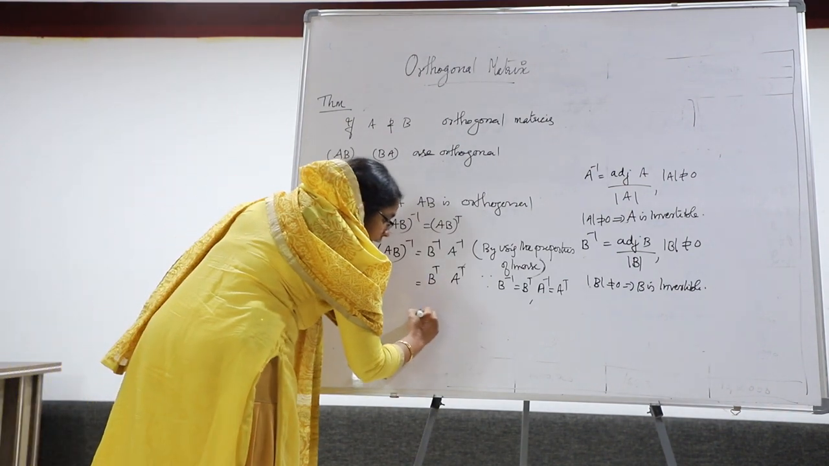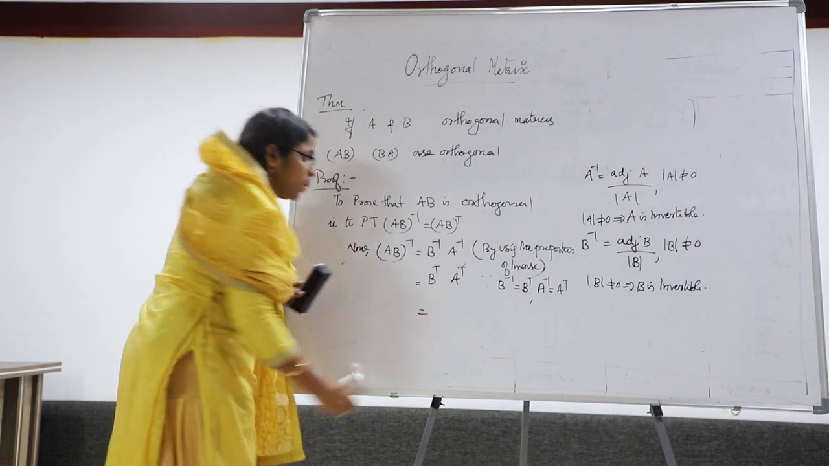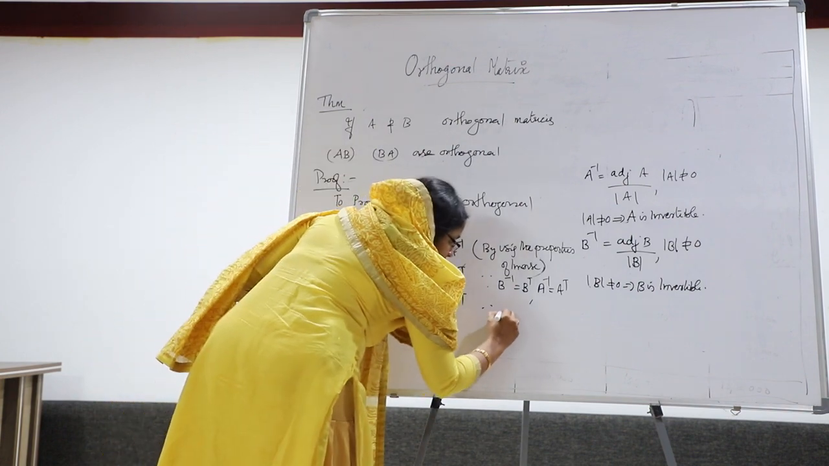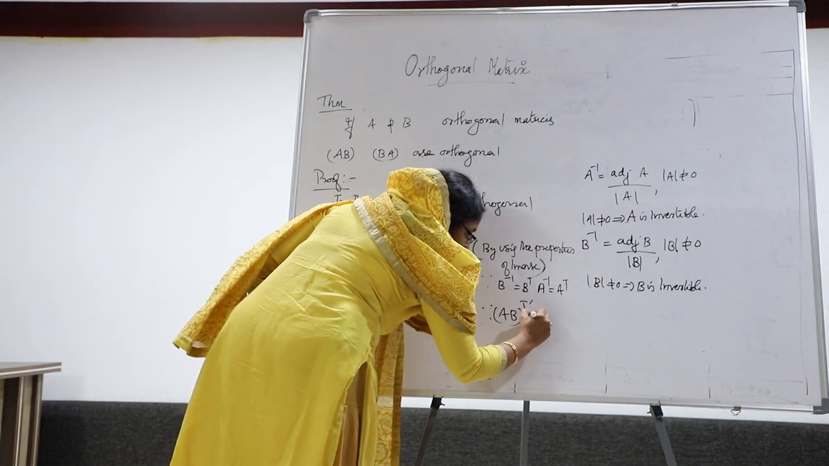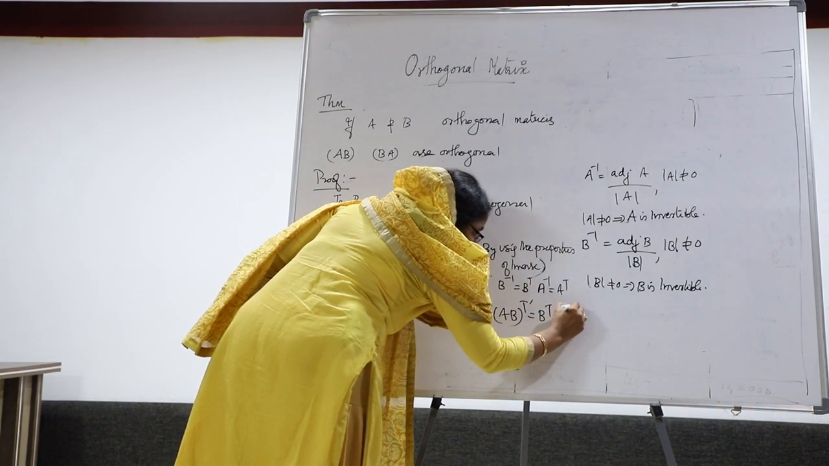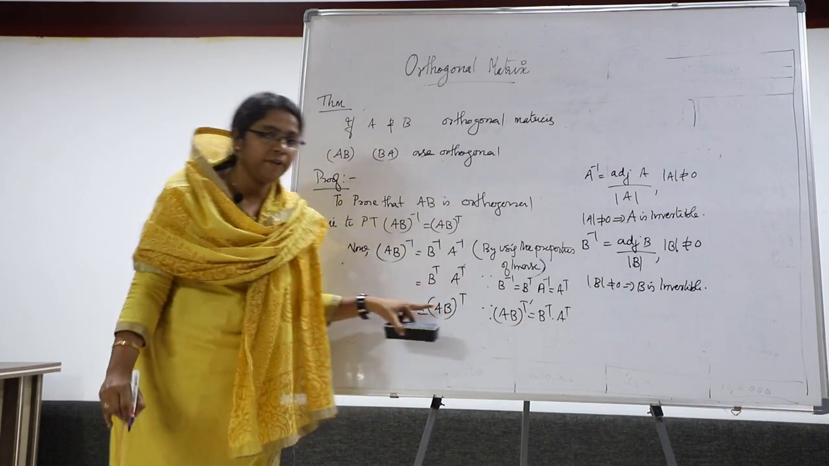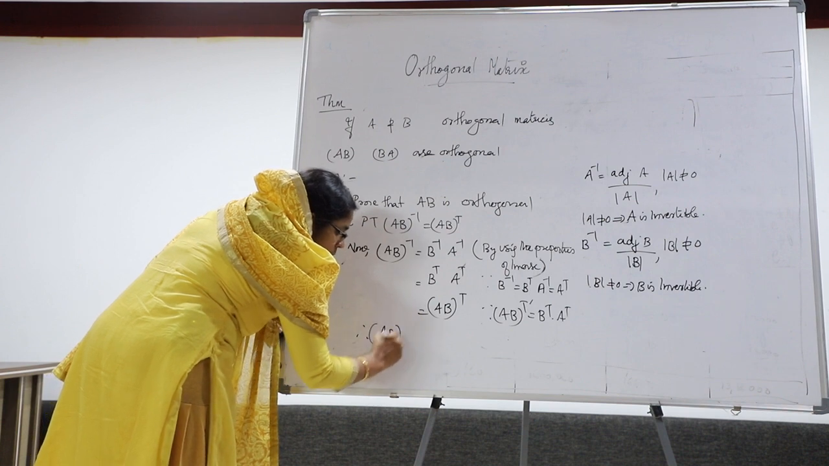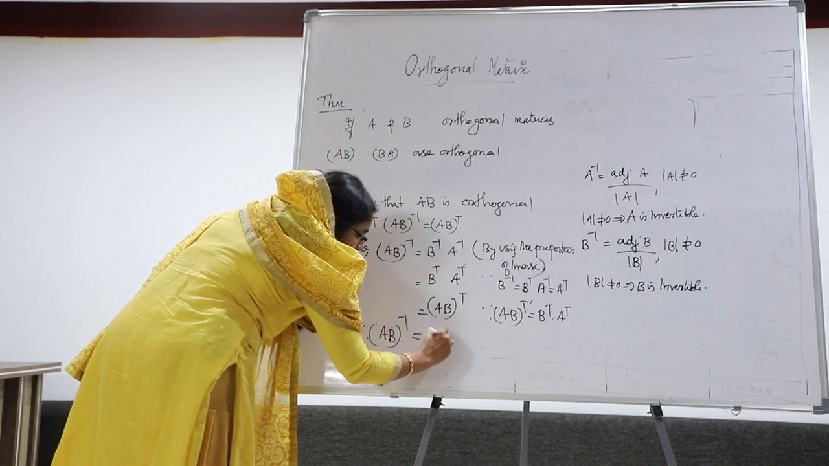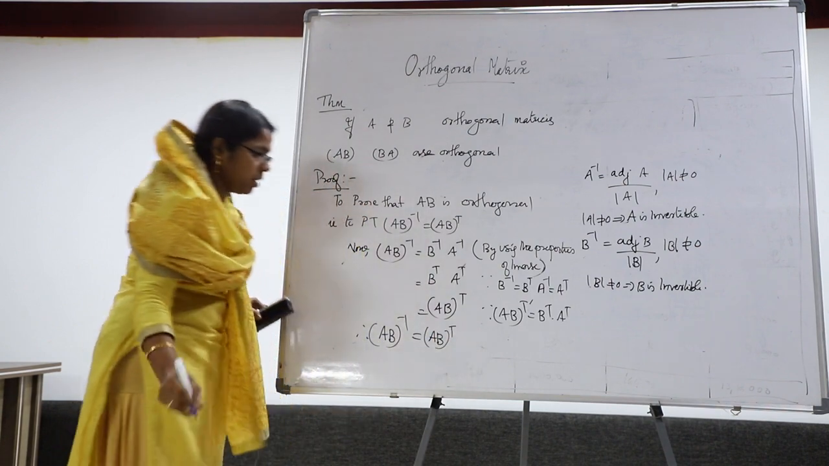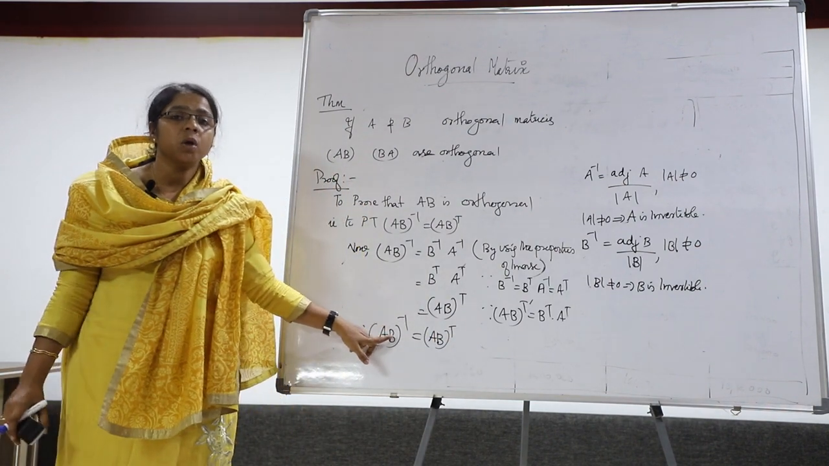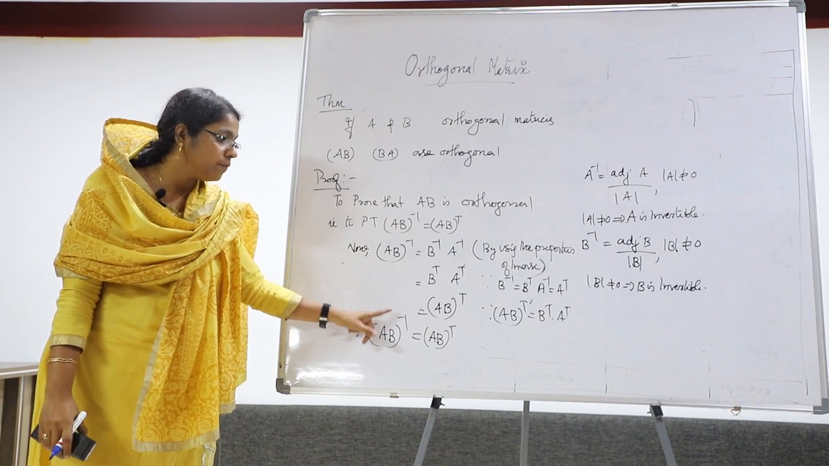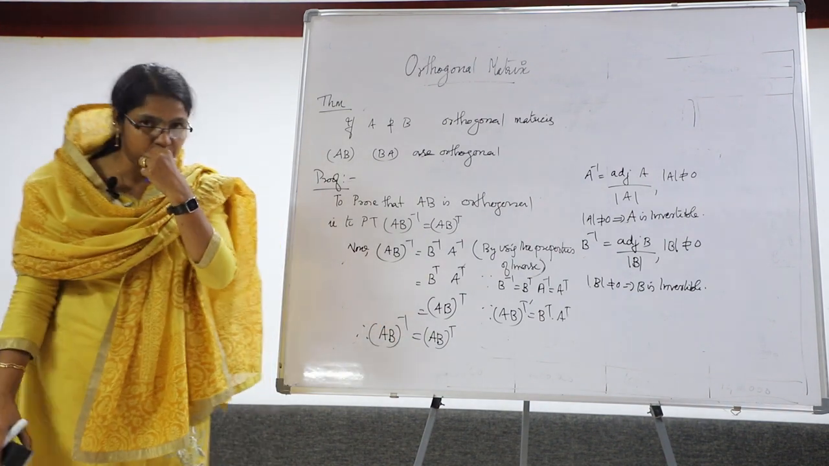And then we can use the properties of the transpose. We can write this as AB the whole transpose, since AB the whole transpose is equal to B transpose into A transpose. By using this property, we can rewrite it here. Therefore, AB the whole inverse is equal to AB the whole transpose. Therefore, AB is orthogonal. We got the same condition of the orthogonal. That means AB the whole inverse is equal to AB the transpose.